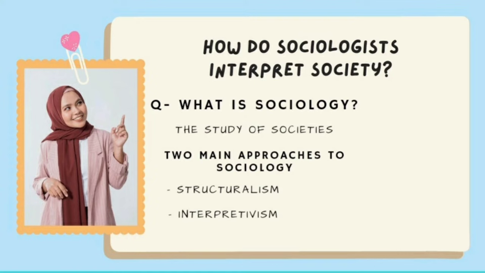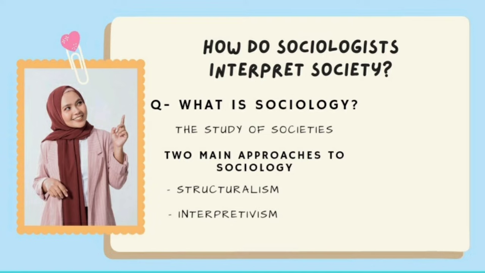Secondly, our second approach is exactly opposite from structuralism, which is interpretivism. Interpretivists believe that society is made up of individuals. This becomes very confusing, but it's exactly the opposite. So I'd like to point out one thing. The structuralists say that society makes up humans. But on the other hand, interpretivists say that individuals make up society, our experiences make up society.